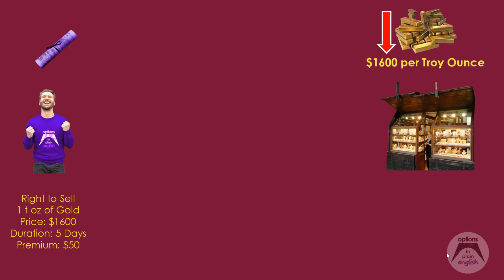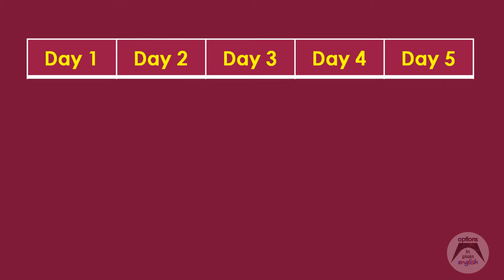So now we're going to analyze what happens during these 5 days. On day one, gold stays at $1,600. So basically, he would have no benefit if he exercises this contract. So he won't exercise it, which means that if things stay the same for the duration of the term, he's going to be down $50 because that's the premium that he paid the jeweler.